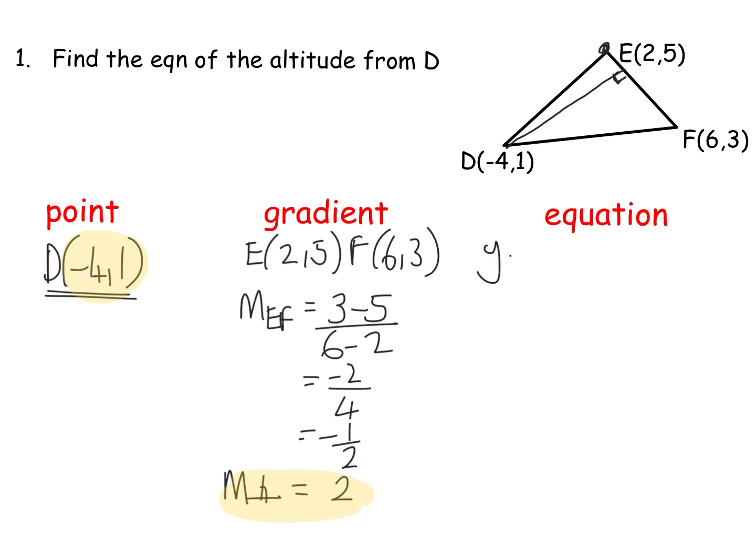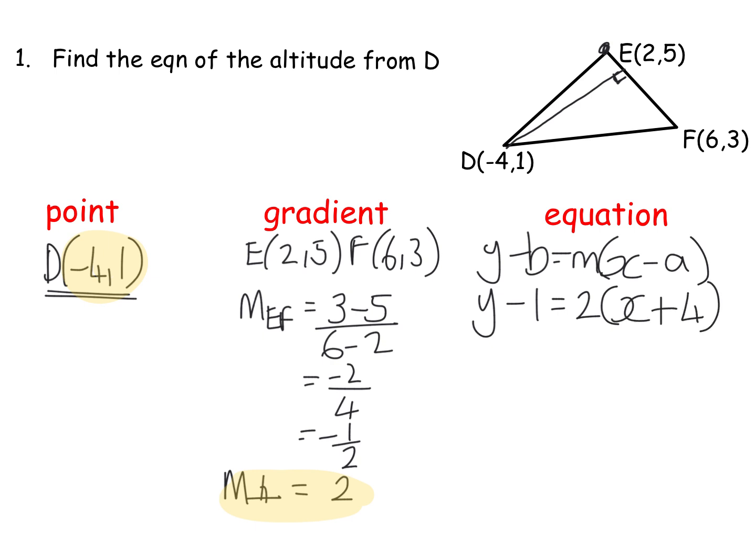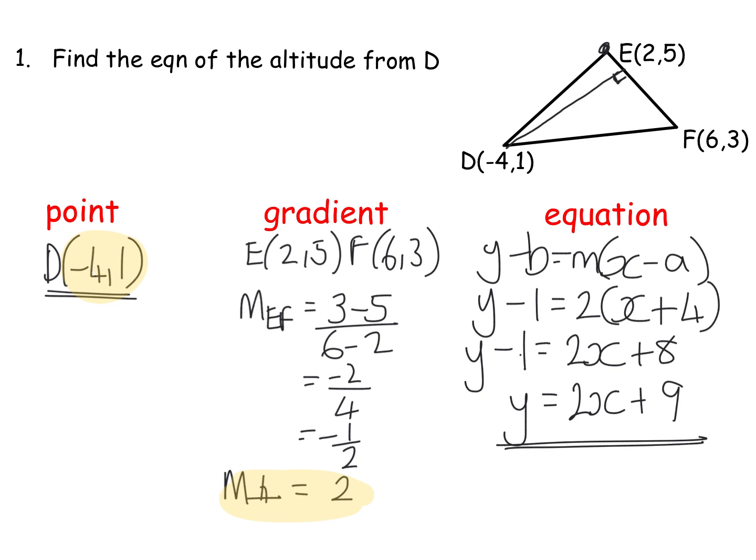So plugging into y minus b equals m bracket x minus a. This should be the easy bit, on the home straight. So we've got y take away 1 equals 2 bracket x minus -4, which turns into plus 4. Multiply out your bracket. We have 2x plus 8. Take over the 1 and add it. So we have y equals 2x plus 9. So that is the equation of our altitude.